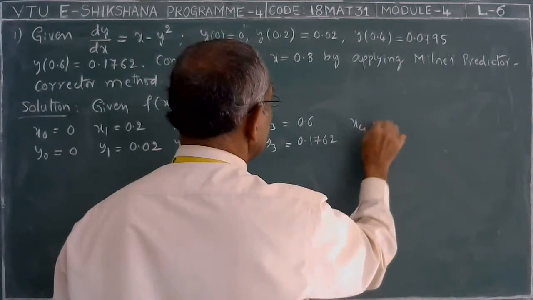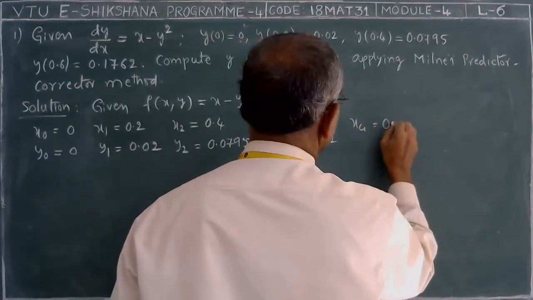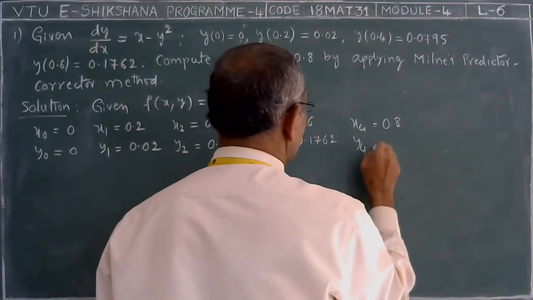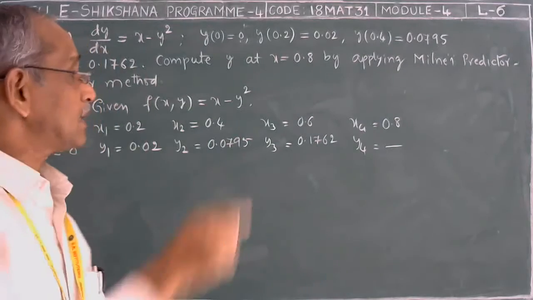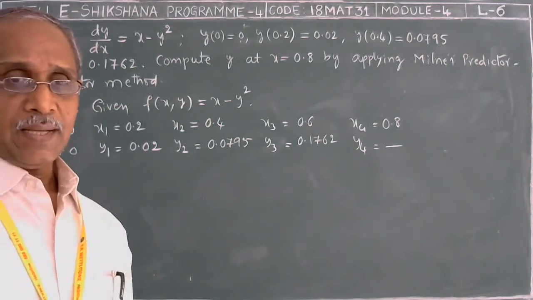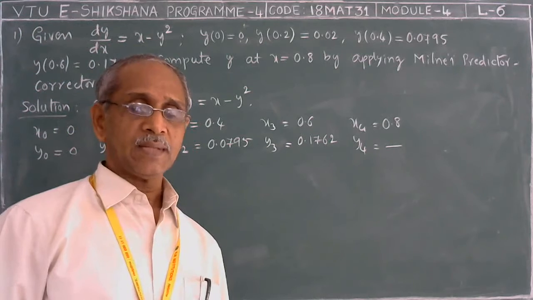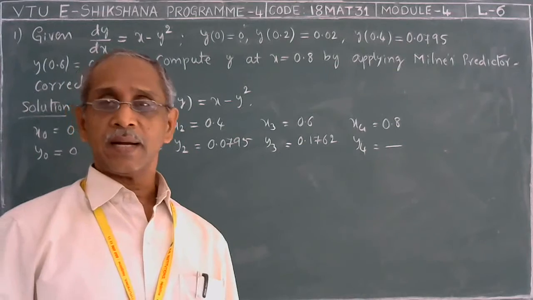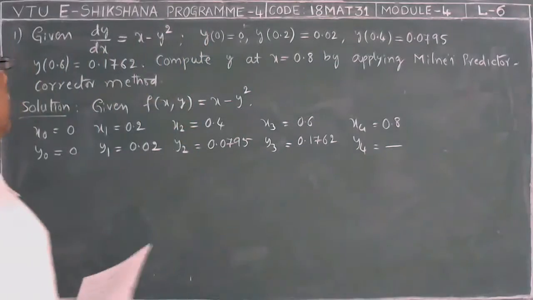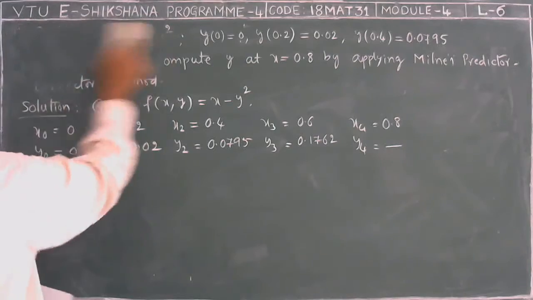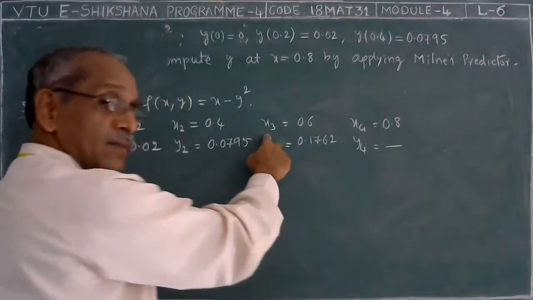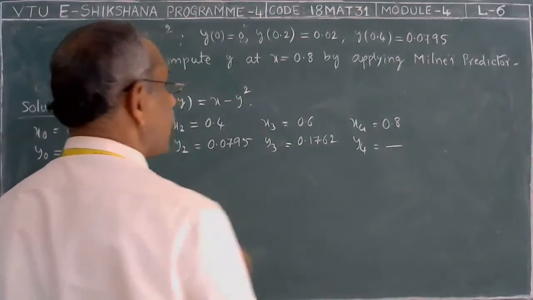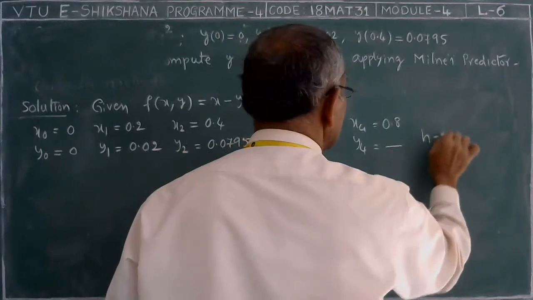Then x4 is 0.8. This is the next value of x, 0.8. And we have to find this value y4, that is the value of y at x equal to 0.8 using Milne's predictor corrector method, or simply Milne's method. Milne's method means by default Milne's predictor and corrector method in your course. Now, what is h here? Take any difference, x4 minus x3 is h, equidistant values of x. So h is 0.2.